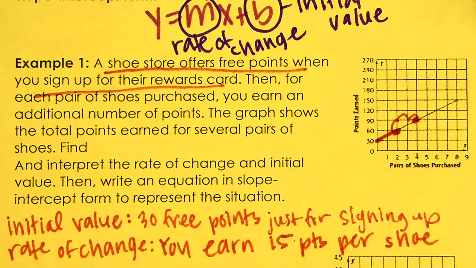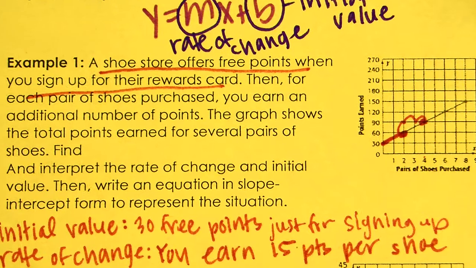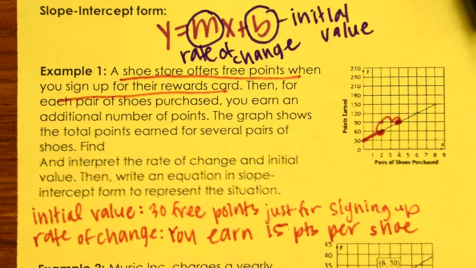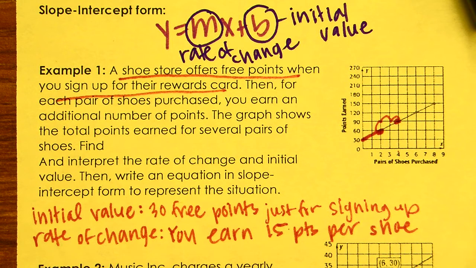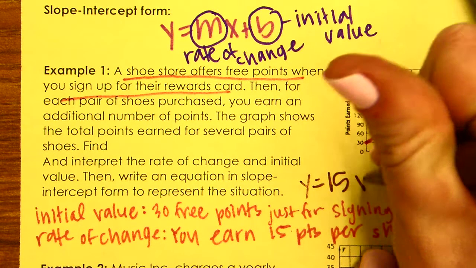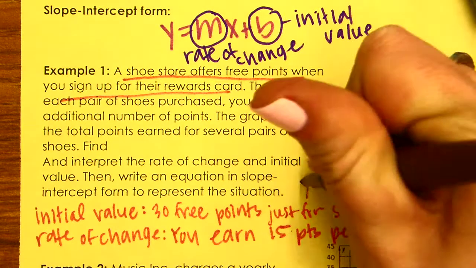So now that I have my rate of change and my initial value, I can write an equation in slope-intercept form. Oops, I meant to zoom out. So we're going to use y equals mx plus b. M is the rate of change, so in this case it's 15. X plus the b is the initial value, so 30.